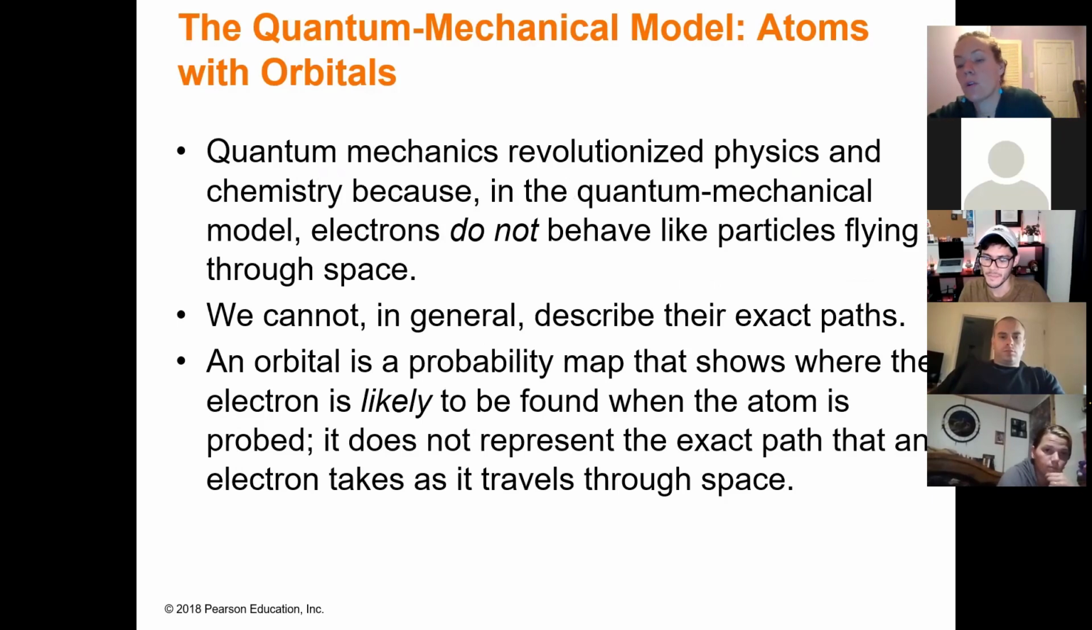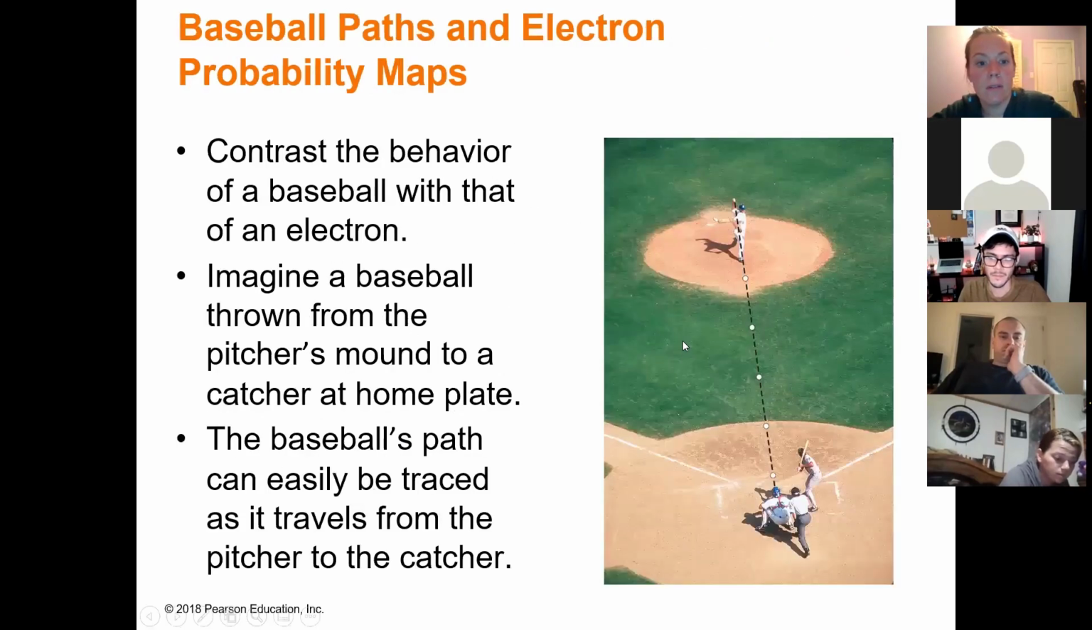Quantum mechanics totally revolutionized physics and chemistry, because in the quantum mechanical model, electrons don't behave in this sort of particle flying through space idea like we see on a macroscopic scale. Like you throw a baseball and I see the baseball coming towards me and I know how to catch it. That's not what's happening. Instead, there's no exact path. There's just like a field where the electron kind of comes in and out of existence in that area. And it can pop here or there, wherever. So it's, again, a probability cloud of where the electron is likely to be found.